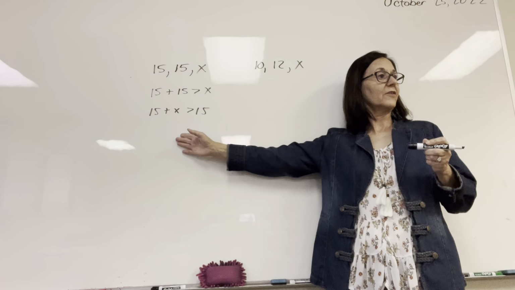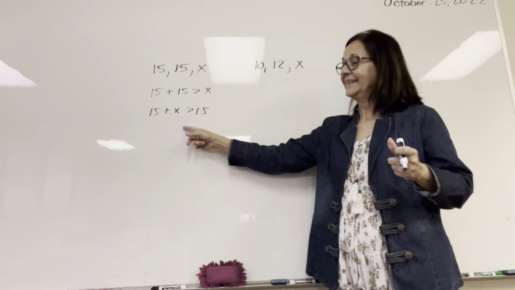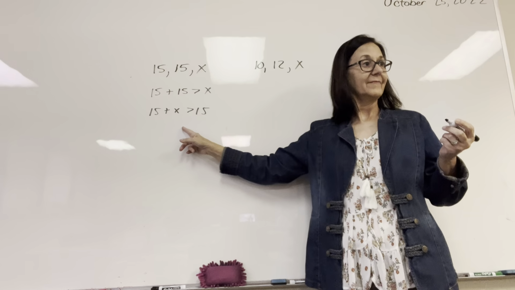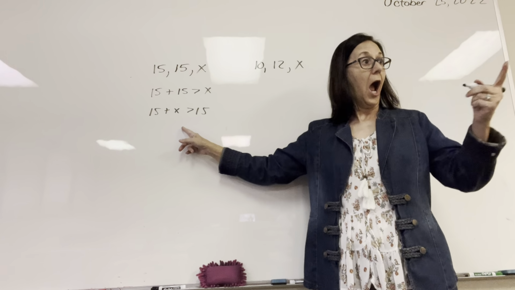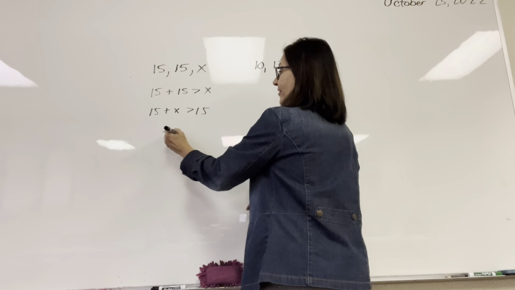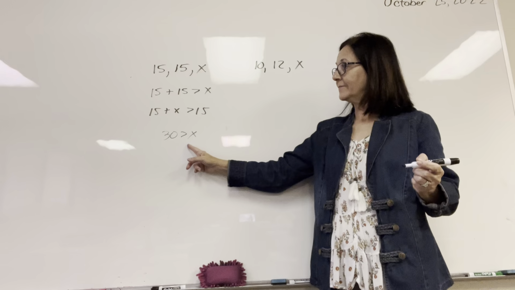Callie, were you able to get this first one? I think so. What'd you get? This one was a little bit harder. I think I got 30 greater than X. Correct. 30 greater than X, and one more. I didn't get another one.